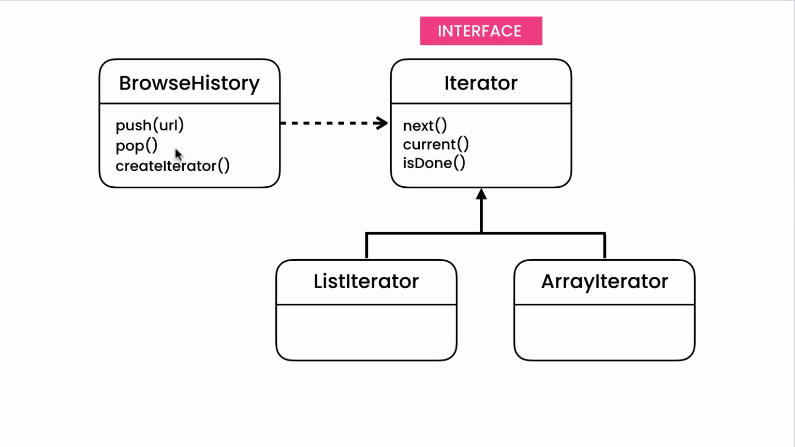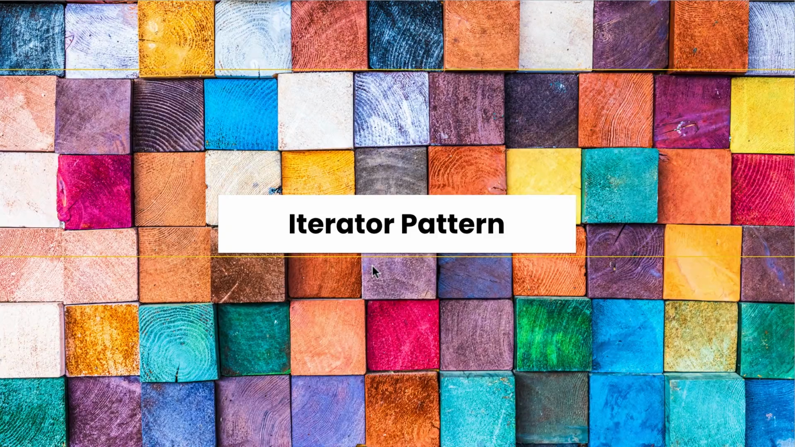So the browse history class has a dependency to the iterator interface because this method returns an iterator object. And that is what we call the iterator pattern. Next, I'm going to show you how to implement this in code.